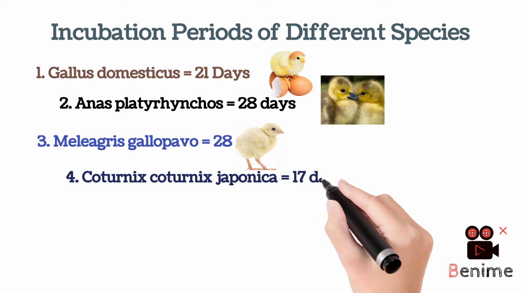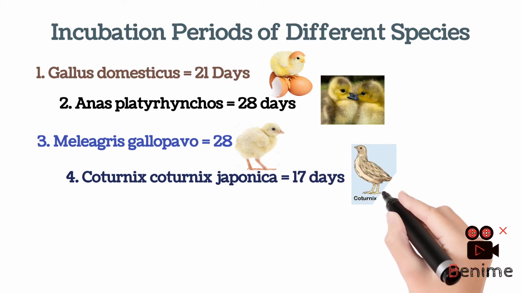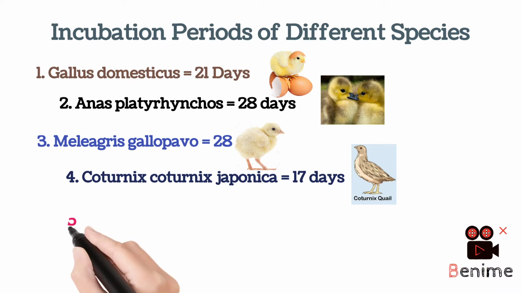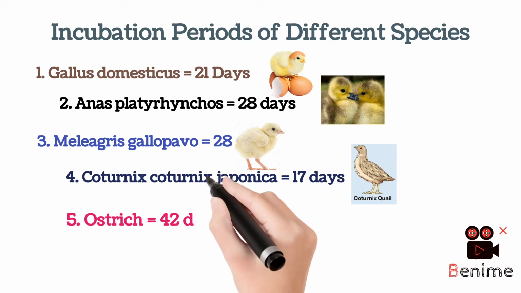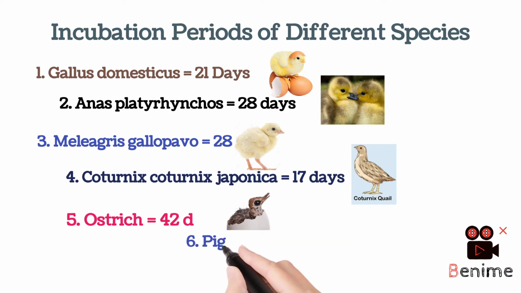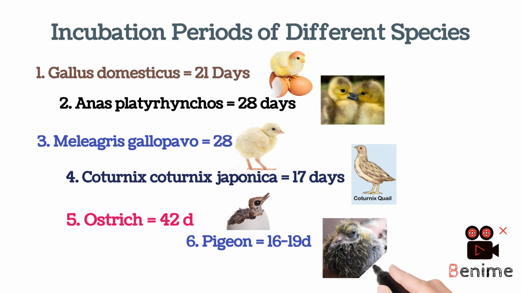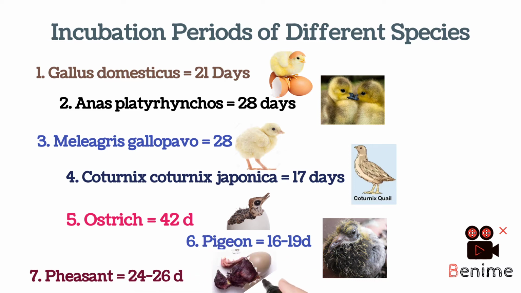The fourth one is Coturnix japonica, commonly called Japanese quail, with an incubation period of 17 days. Ostrich has an incubation period of 42 days, and the incubation period of the pigeon is 16 to 19 days. And seventh is pheasant, with an incubation period of 24 to 26 days.